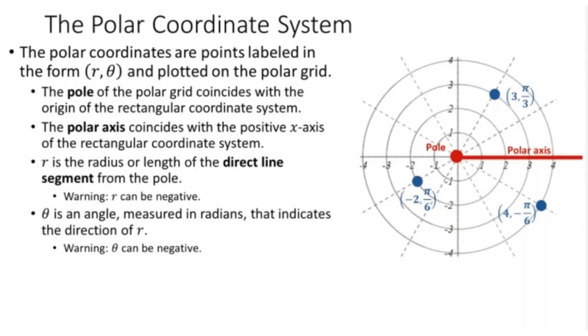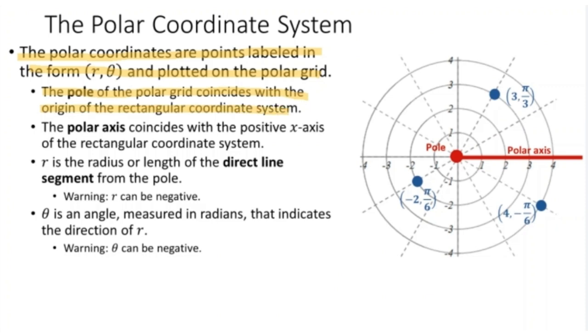Section 8.3, Polar Coordinates. The polar coordinate system is another way to represent points on a plane. The polar coordinates are points labeled in the form (r, theta) and plotted on the polar grid. Before we talk about the significance of r and theta, we'll start by talking about the anatomy of the polar grid. The pole of the polar grid coincides with the origin of the rectangular coordinate system.